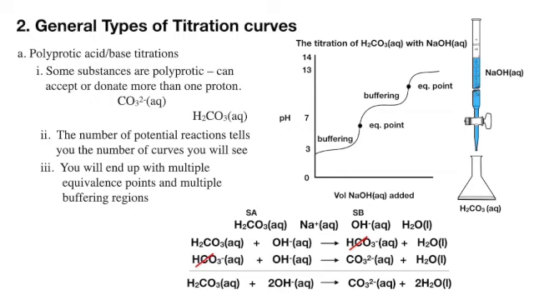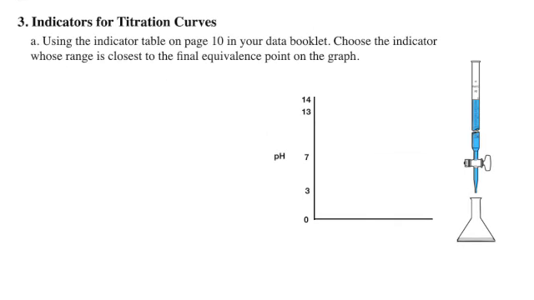Okay, so if you have something that's polyprotic, which has 2 protons, or polybasic, can grab 2 protons or more, that's what your titration curves are going to look like. Either going up or down, they're going to have more than 1 vertical.